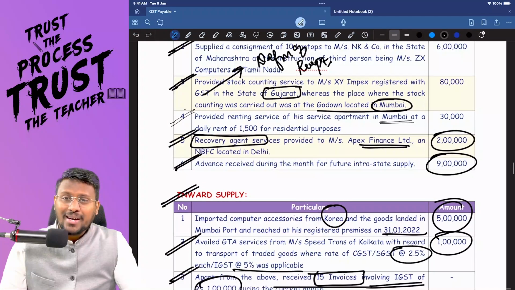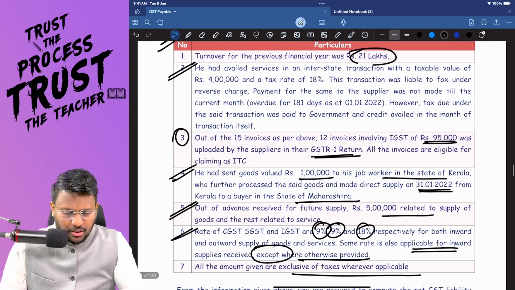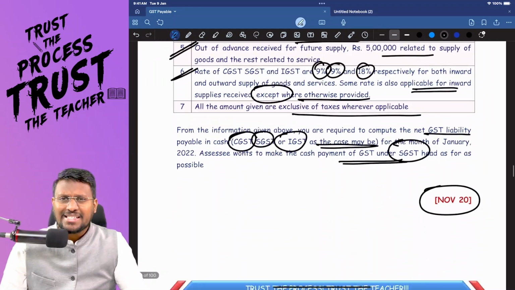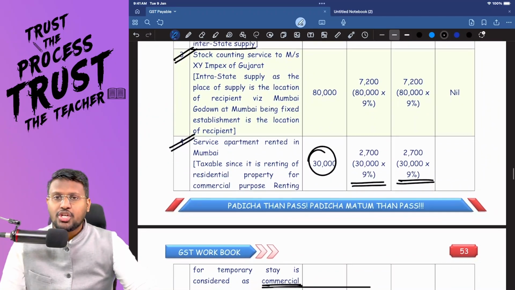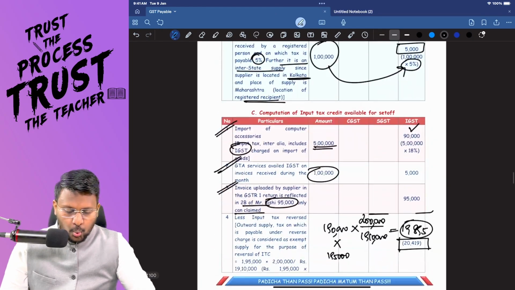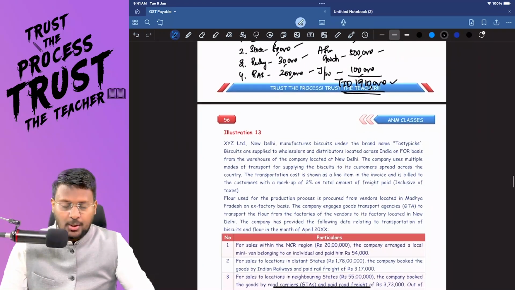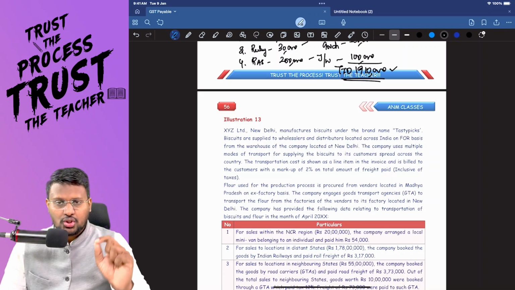Advance receipt we have already taken care of. Import item we have already taken care of. All the remaining are normal, except that 1,90,000 and 1,95,000. I hope that you are able to appreciate or understand the fourth part in a very, very better way. We'll be doing the next 3 questions, which are illustration number 13, 14 and 15, as the next slot.